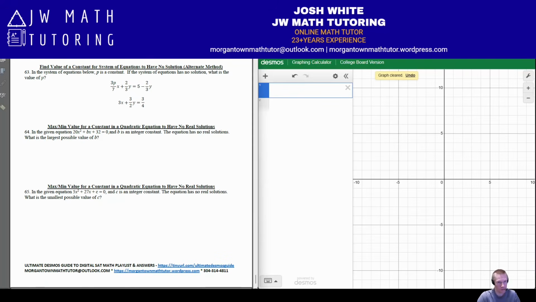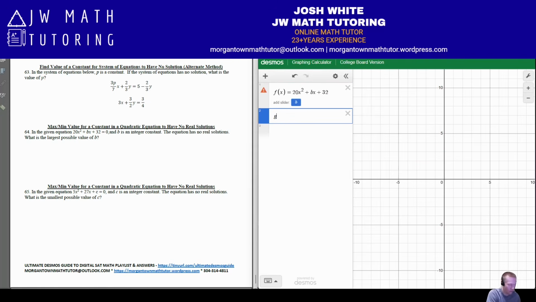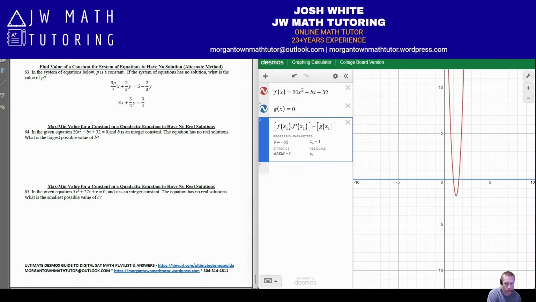Okay, so next up, question number 64. Here we have a quadratic equation, and b is an integer constant. There are no real solutions. What's the largest possible value? So first thing, type in the function itself. Don't worry about adding a slider. Then type in the second function, say g of x equals 0. Now we do the regression statement, f of x1, comma, f prime of x1, tilde, g of x1, comma, g prime of x1.